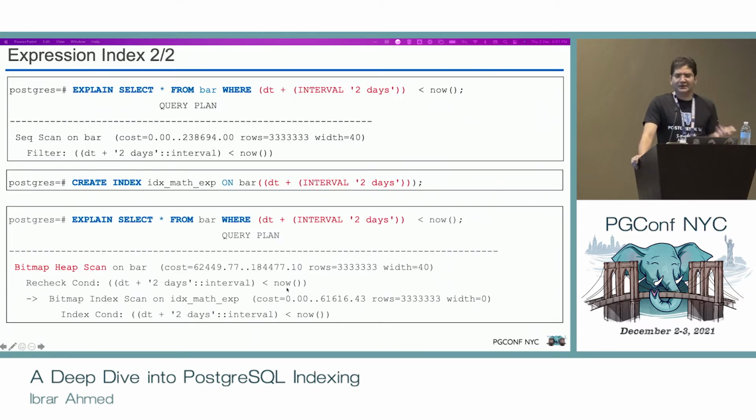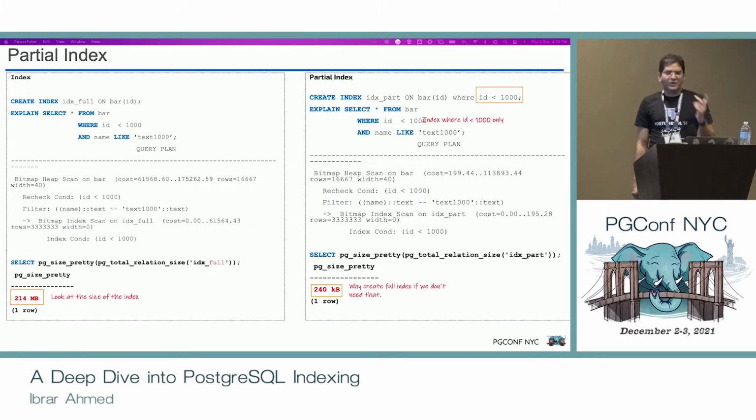Here is a slightly more complex example of an expression. You can create an index using an expression. Previously, we just used the lower function. Here, we use an interval of days and dt plus, so we have a bit more complex expression. We use that expression while creating the index, because mostly in our queries we are using that expression. So when we use that expression in our queries, we create that index to speed up our process.